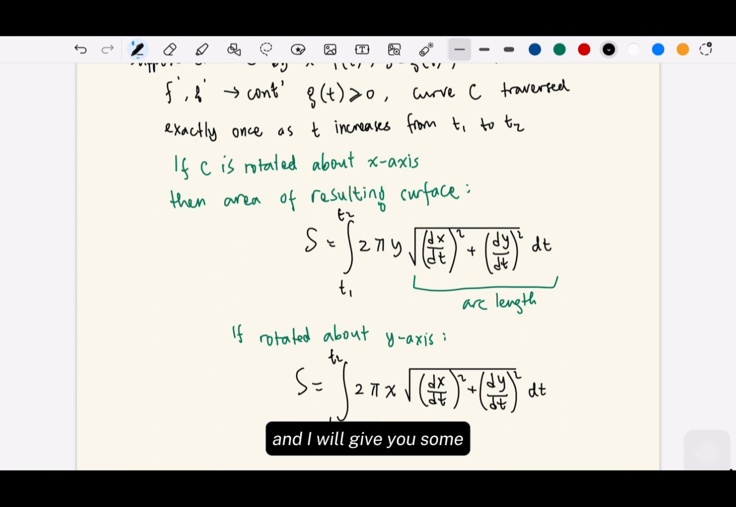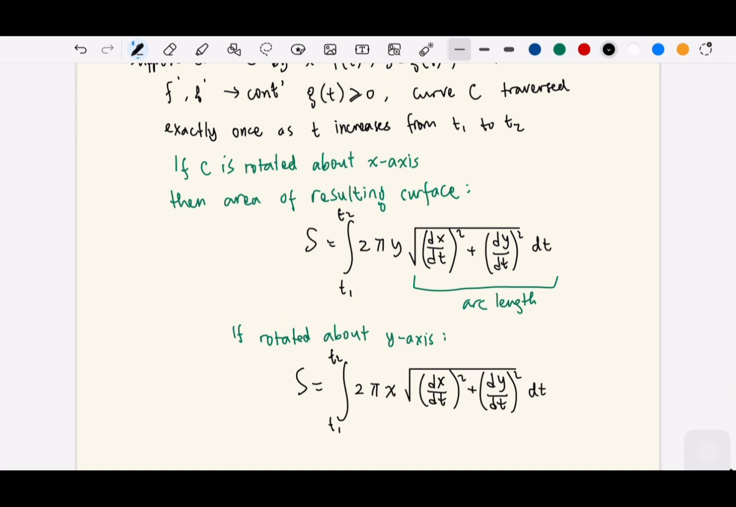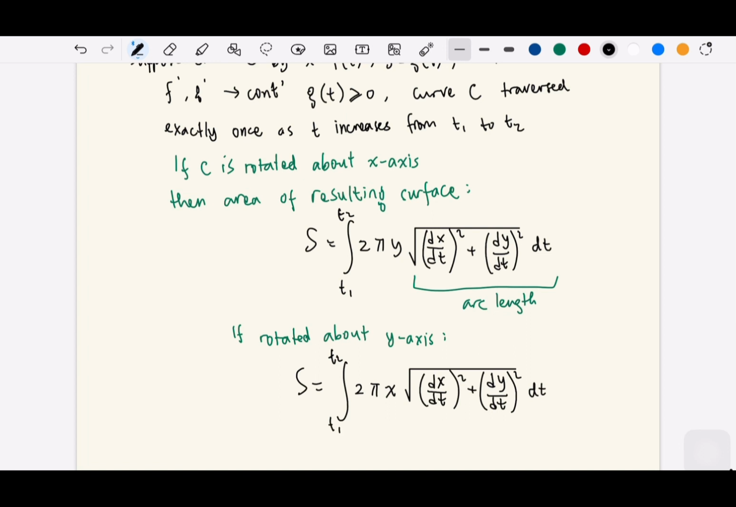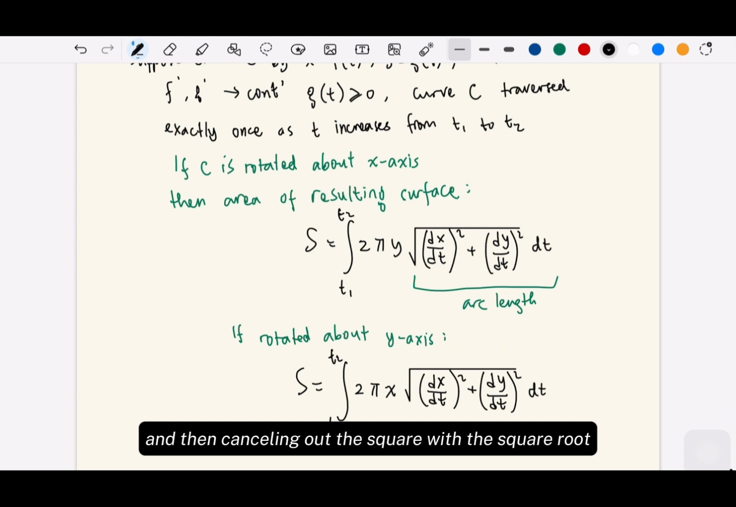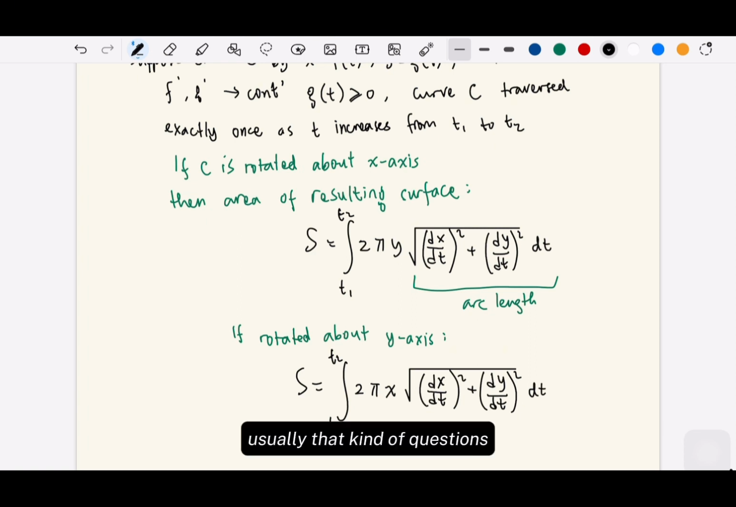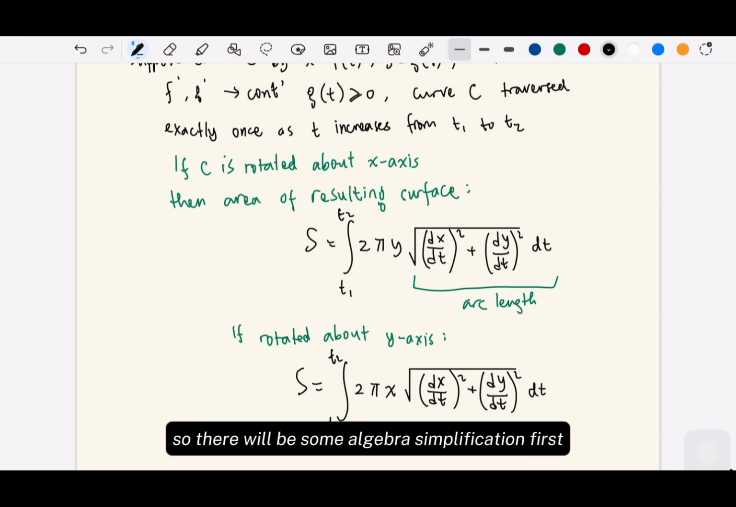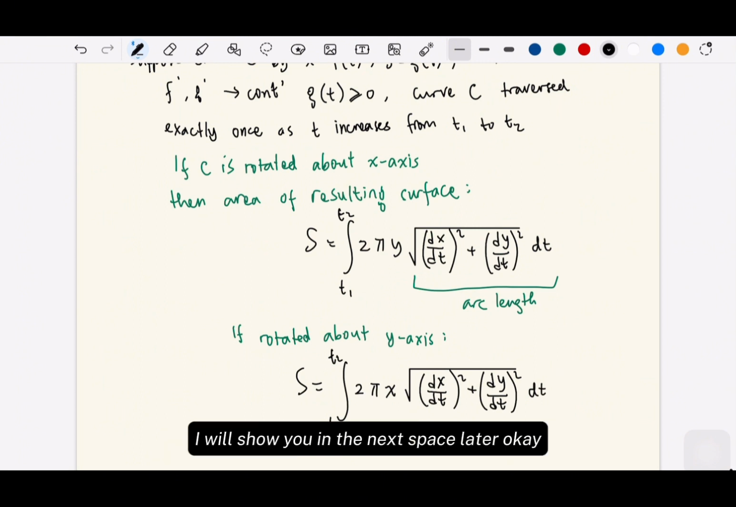And I will give you some tips and tricks for solving this kind of problem. You see that we have the square root, right? Most of the time, the expression inside will be a perfect square that you can simplify using your algebra, canceling out the square with the square root. Usually that kind of question. So you need to find a way to cancel those two. If not, then you will be stuck here and not be able to integrate. So there will usually be some algebra simplification first. I will show you in the next page later.